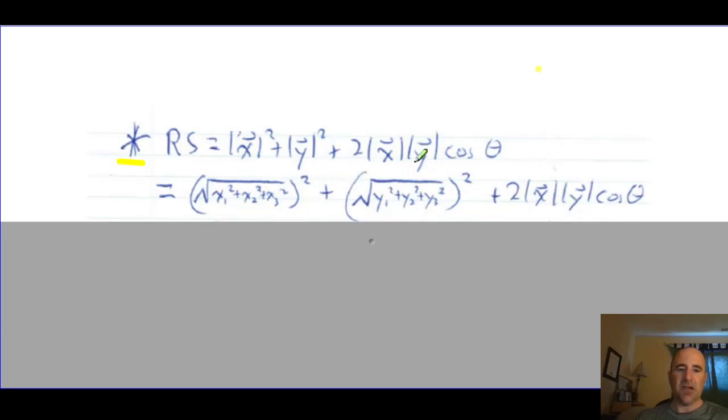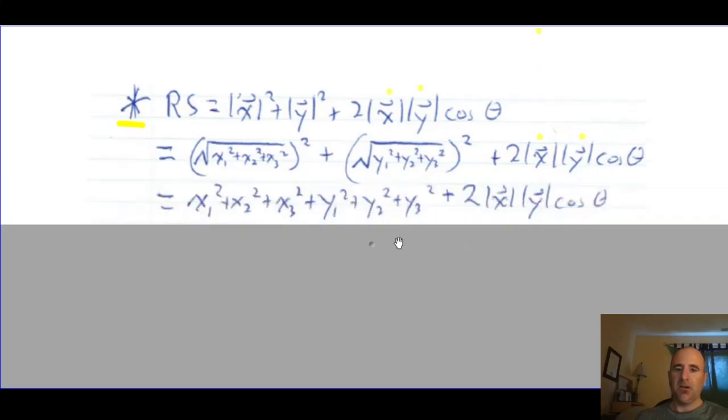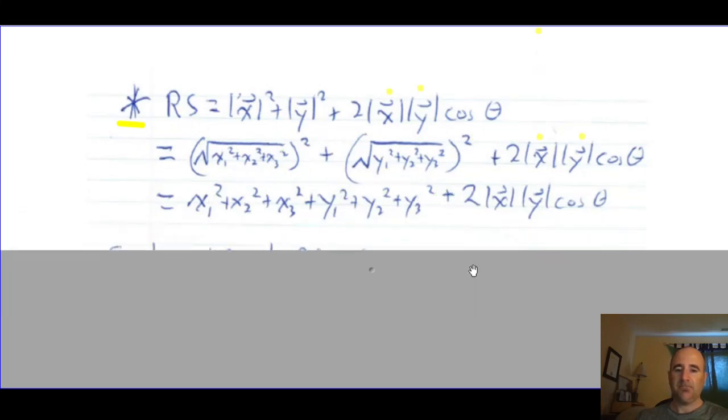Notice that I didn't do that with here and here. I left those alone. You're going to see why in a minute. The square root and the square cancel out, so I just get this right here. And now I'm actually done with the right side of this equation.